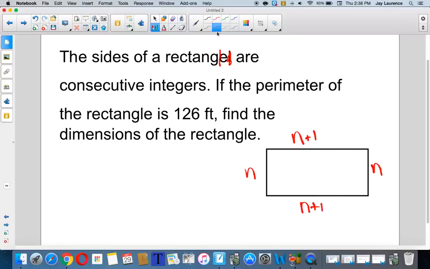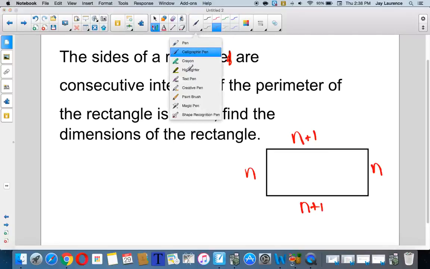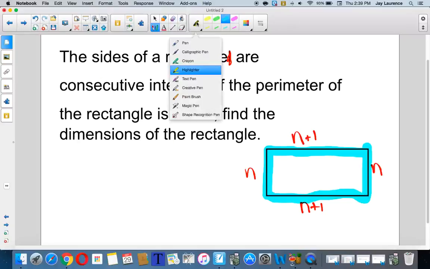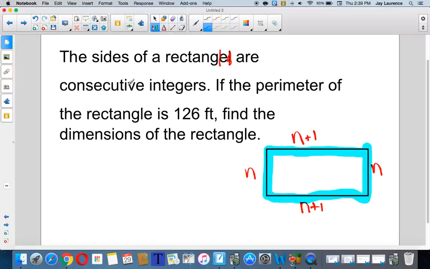All right, I need the perimeter. Well, how do I get perimeter? That's by adding up all the sides. Or I can take a walk. How far have I walked right now? n. How far have I walked now? Well, I've walked n plus 1. Then I've walked another n, and I've walked another n plus 1. So the total distance that I walked would be, and this is the long way to do it, but it works, n plus 1 plus n plus 1 plus n. And that should equal 126.